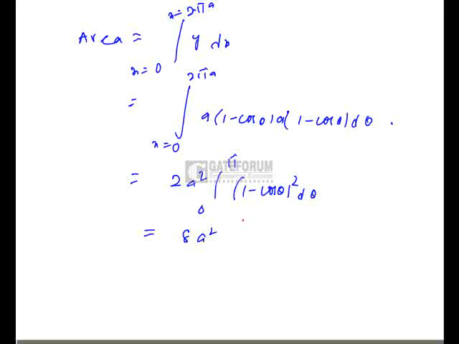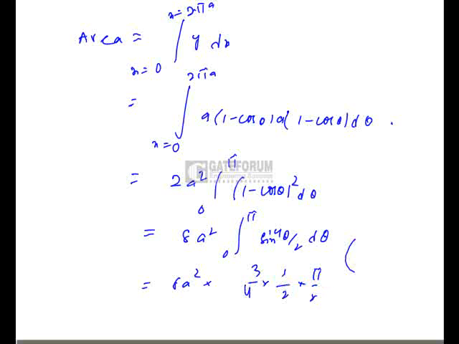This will come around 8a² times the integral from 0 to π of sin⁴(θ/2). We'll use the formula 1 − cos θ = 2 sin²(θ/2) to simplify this. It will be nothing but (3/4)·(1/2)·(π/2), and if you are using this reduction formula, it has to be in terms of θ, so we'll take θ/2 as some x, and there will be no change in the limits and so on. You'll get the answer as 8a² into (3/4) into (1/2) into (π/2), which will be nothing but 3πa².